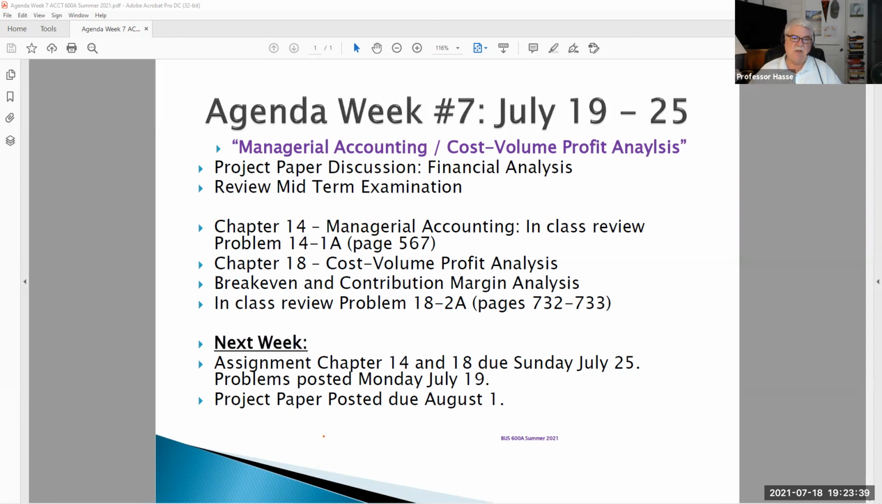We'll be talking about chapter 14 and looking at problem 14.1a as an example of chapter 14, managerial accounting, understanding what costs are. Chapter 18 will be next up with our cost volume profit analysis of break-even and contribution margins, which are very important to the study of business. And we'll be looking at in-class or review problem 18.2a to review this type of material.